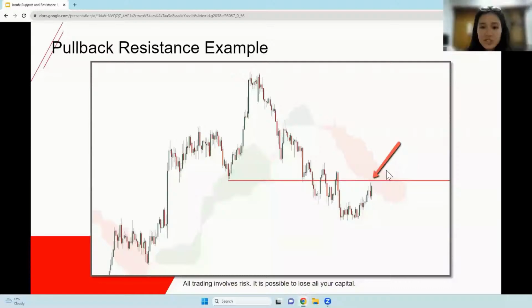Price has reached the pullback resistance level just as we expected. And once it reaches and reverses off of it, it will then be called an overlap resistance level, which is what I'm going to get into in a little bit.